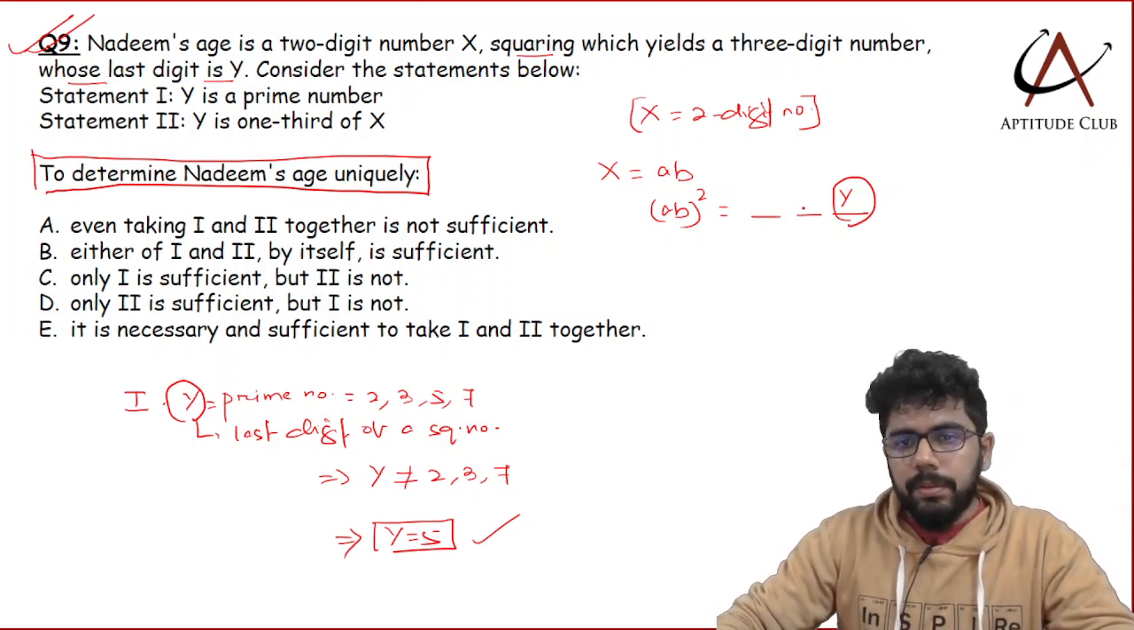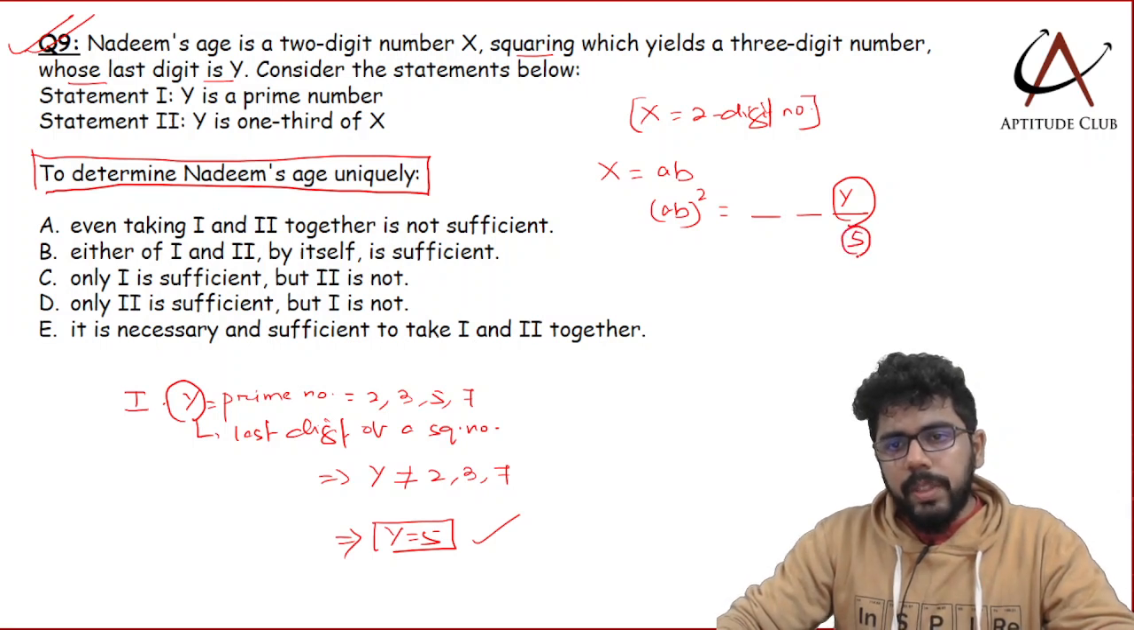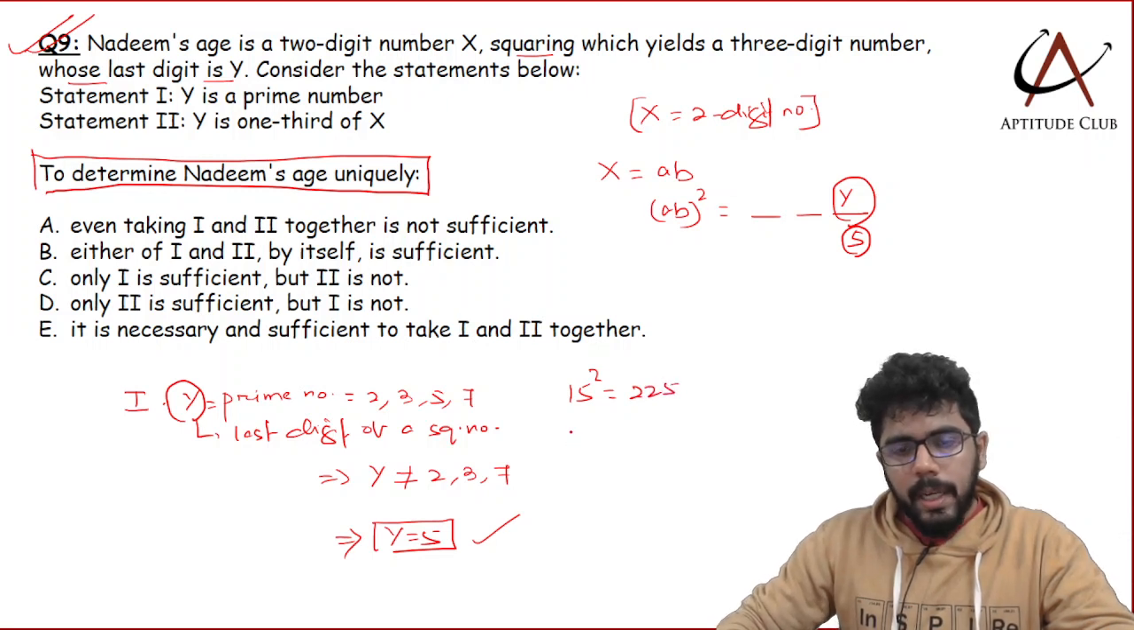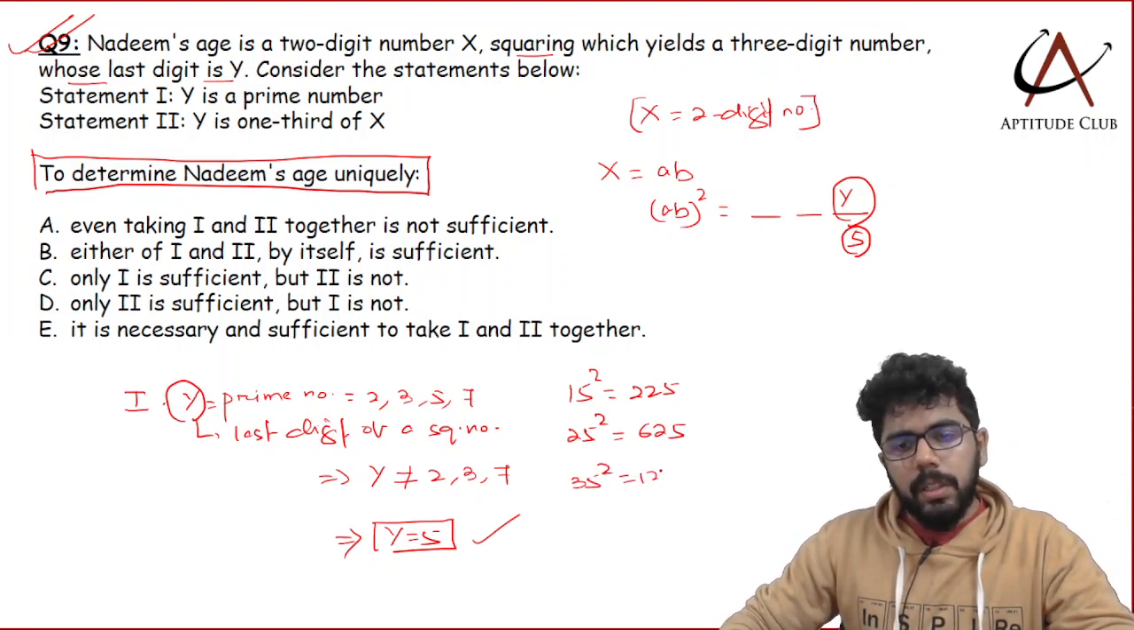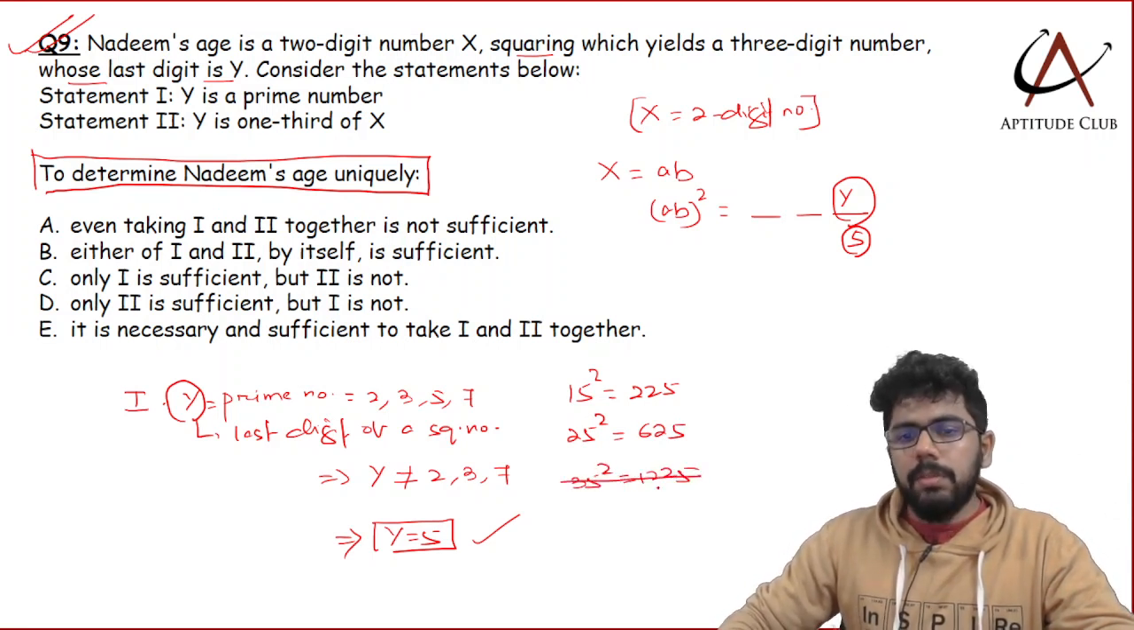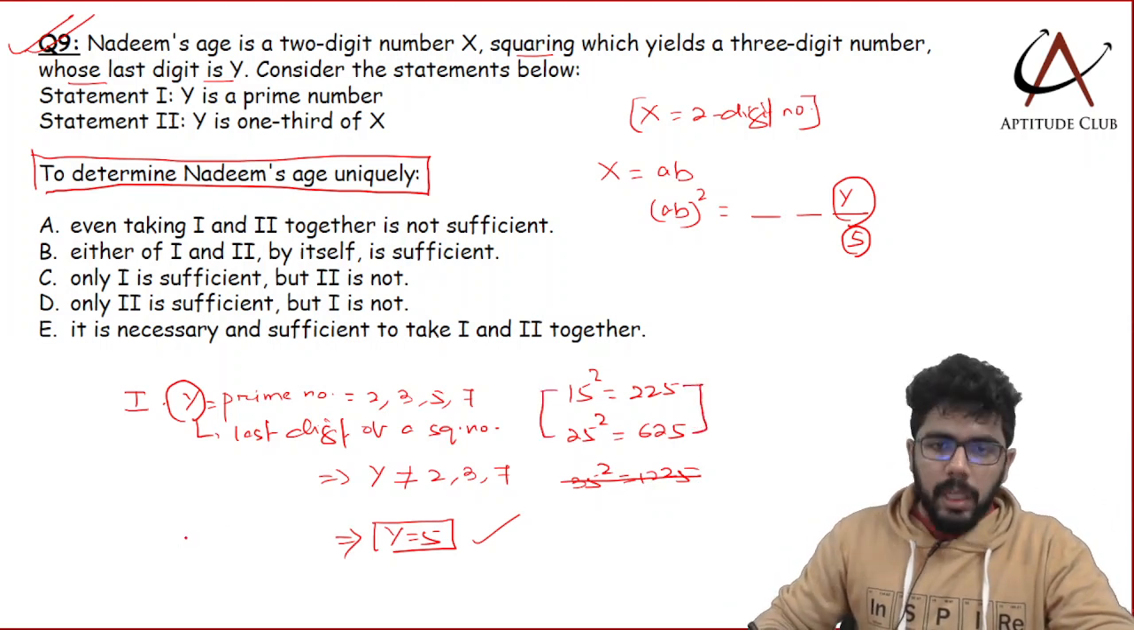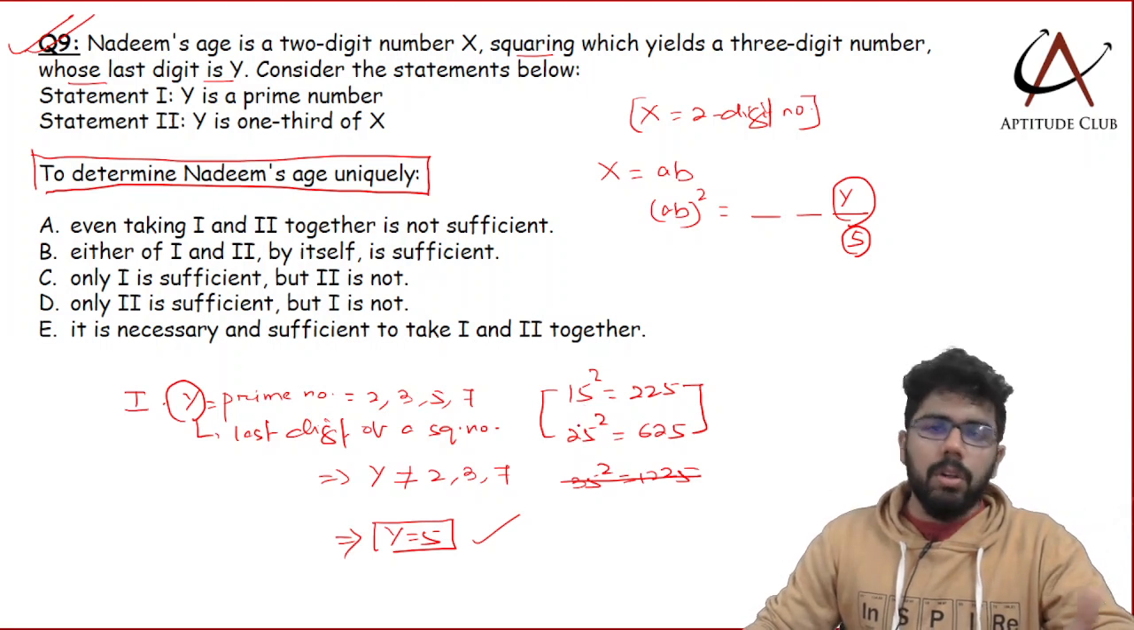y is 5. So which squares will end with 5? I can have 15 squared, which is 225. I can have 25 squared, which is 625. If I take 35 squared, it is 1225, which is a 4-digit number, so that is not possible. So I have two possibilities for Nadim's age: it could be 15 or 25.